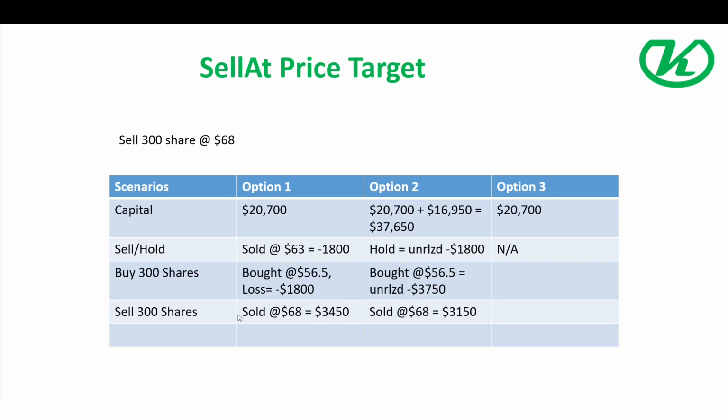The third option is a different one. That's why I wasn't comparing these two options with the third one. The third one is called the call option. What we do is we hold our 300 shares, then at the same price point, the same day where we bought the shares at $56.50, instead of buying the shares, we buy three calls for our strike price. Now let's choose what our strike price would be.